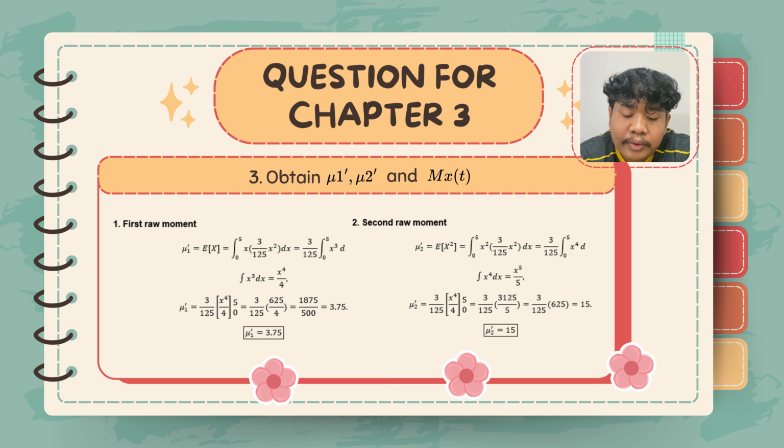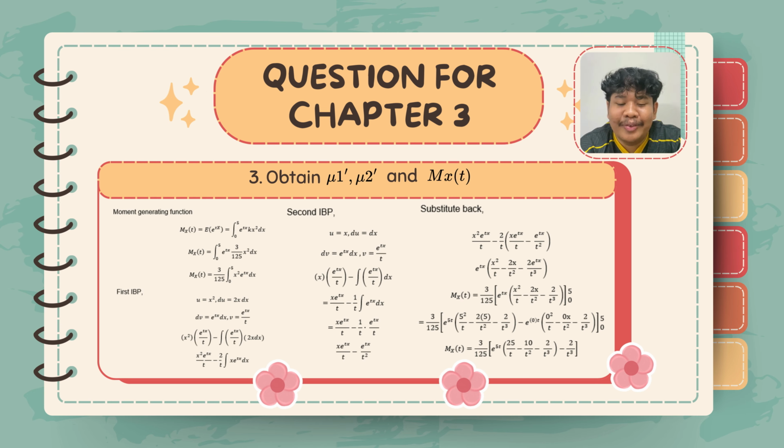And then the final answer, we will get 3.75. Next, for the second raw moment, we use the formula of moment of origin equal to E[X squared]. So we can get the integral from 0 to 5 of x squared times 3 over 125 x squared. And then we integrate x to the power of 4, it will get x to the power of 5 over 5. So next we substitute the 5 into the expression, it will get 3 over 125 times 3125 over 5. And then the final answer we will get 15.